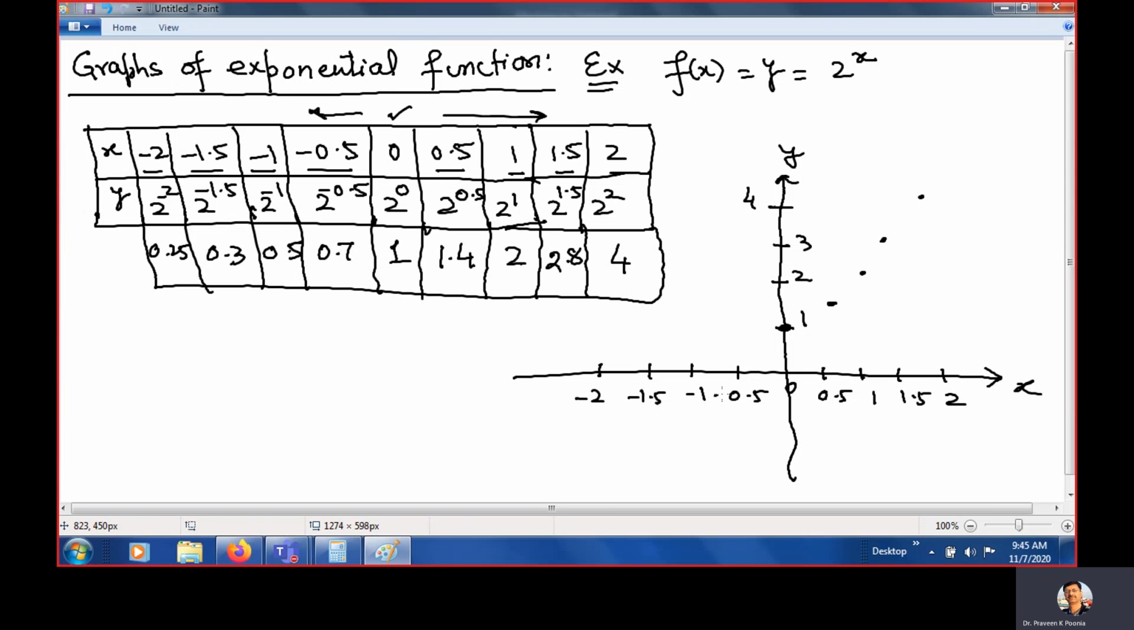At x equals minus 0.5, it is 0.7, almost here. At minus 1, it is 0.5, almost here. At minus 1.5, it is more or less 0.3. And this, it is 0.2. Now join these points. If we join these points, the graph will be like this.